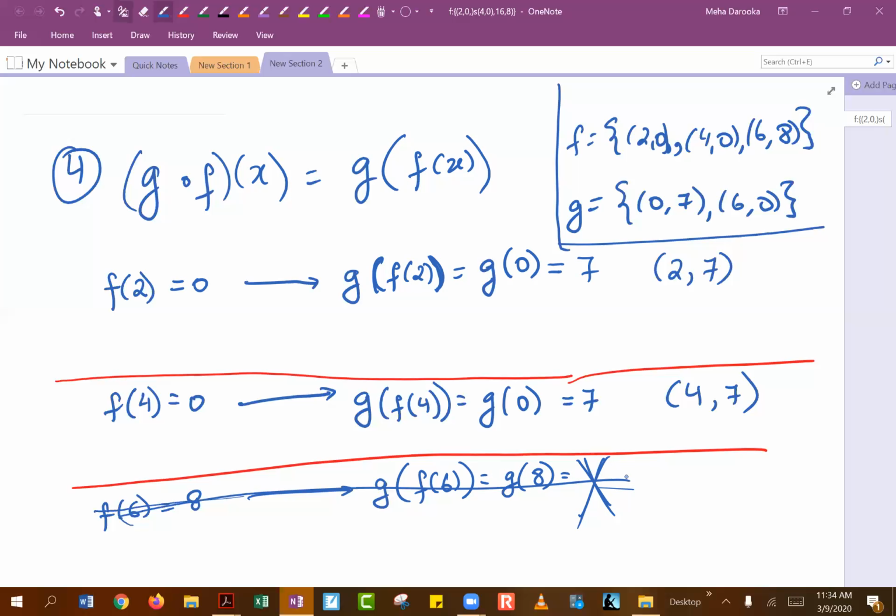So then same thing, you're starting with 6 in the f function, which gives you the pair of 8. Now 8 is what you should be looking for in the g function, right? I can't find it. We can't find it, so you can't complete that step.